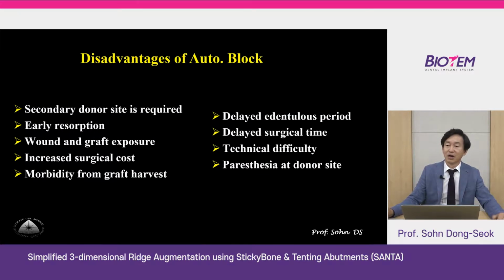However, there are many disadvantages of autogenous block bone grafting, as shown on this slide. So, a secondary donor site is required. The bone resorption is sometimes unpredictable. Wound exposure can cause serious complications. This technique is a very difficult task, and we cannot place the implant at the same time, so the dangerous healing period is delayed.